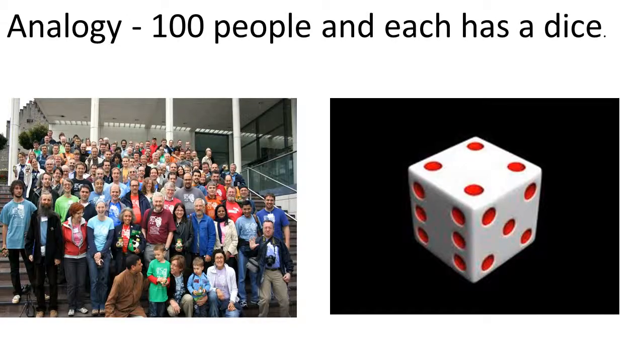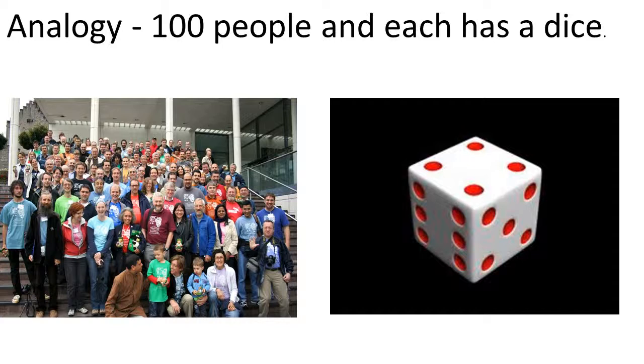Let's look at a little analogy for this. We've got 100 people, and each of them has a dice. I'm going to say if they roll a 6, then they go pop. So each of these people is an unstable atom, and if they roll a 6, they go pop and they become stable. And if they become stable, they're going to sit down.